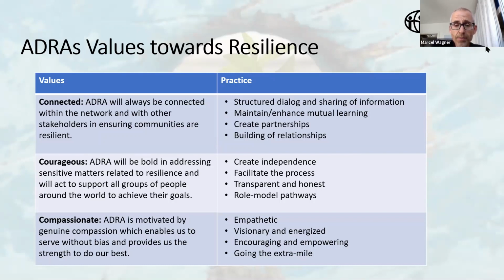Courageous, there it's more about creating independence, facilitating the process, transparency and honesty, and the role model pathway. So we are going ahead. We show how these things are working. And on compassionate, it's more an empathetic role, visionary and energized, encouraging and empowering, and going the extra mile. Yes, more important is the next slide.